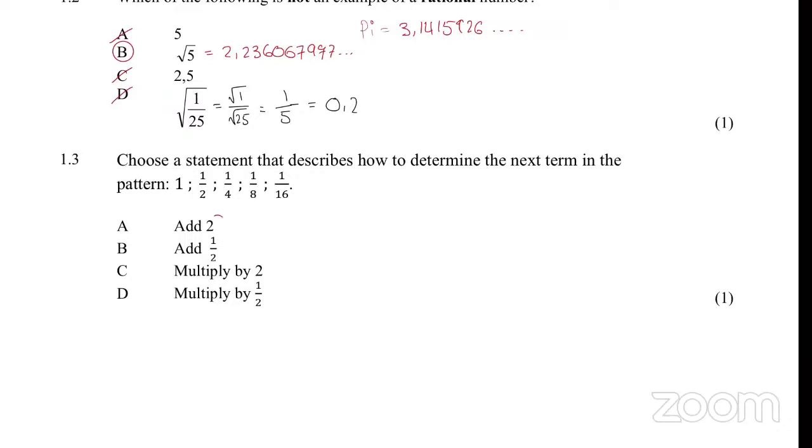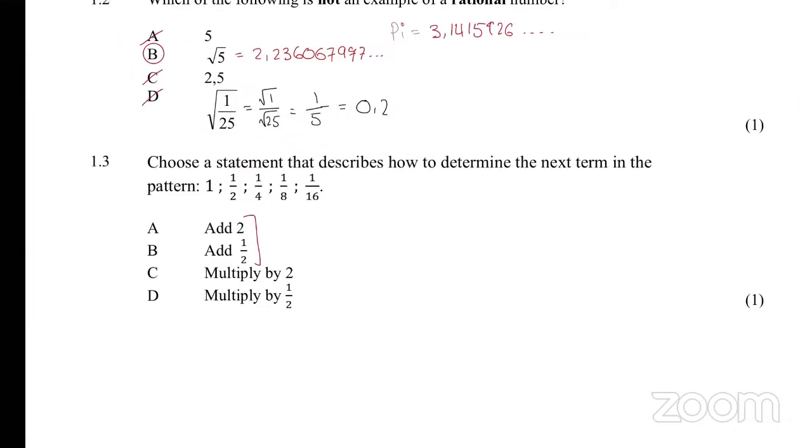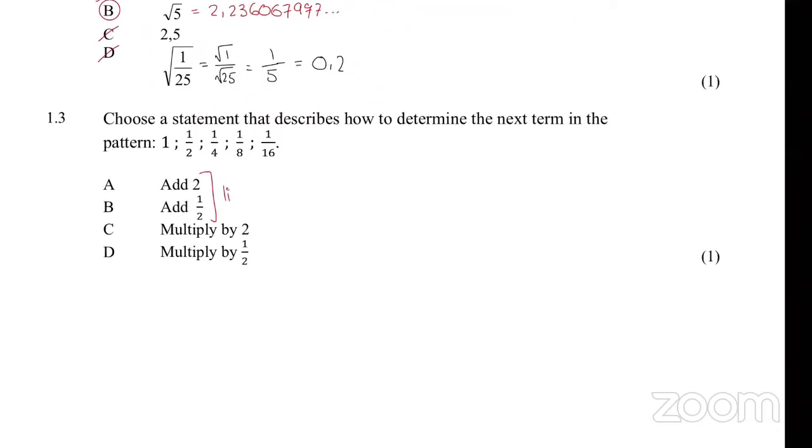So there's options: add 2, add half, multiply by 2, multiply by half. Okay, so if you remember from the patterns that we learned, when we add or subtract, we call those linear patterns. We didn't really give the multiplication a name, but the multiplication is actually called exponential pattern, I think. Okay, exponential patterns.